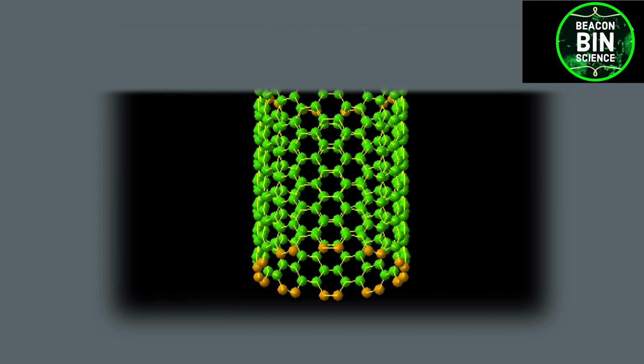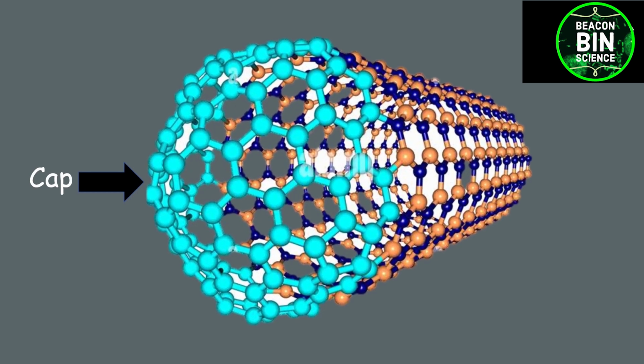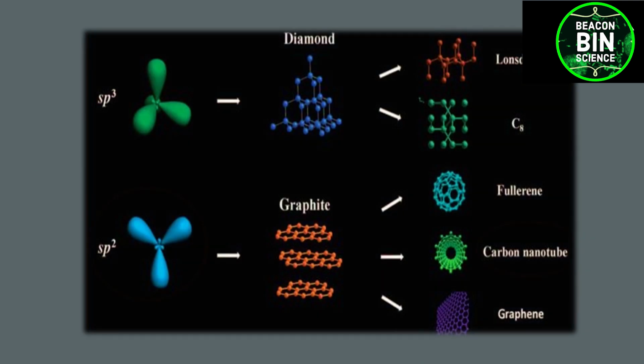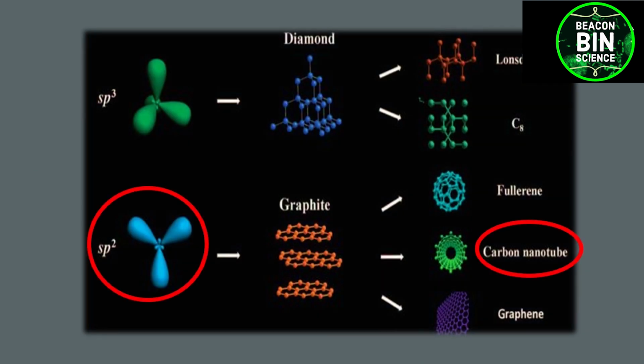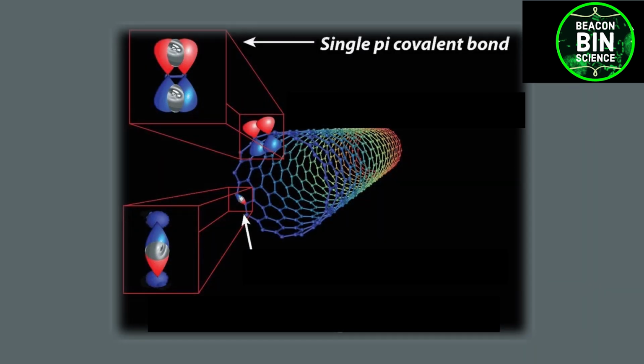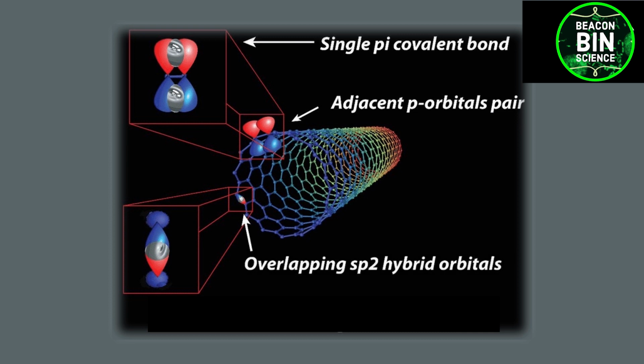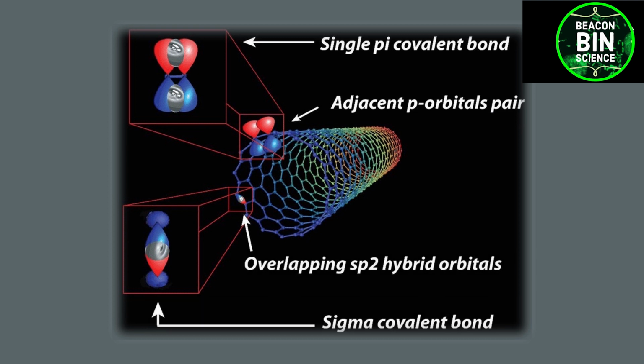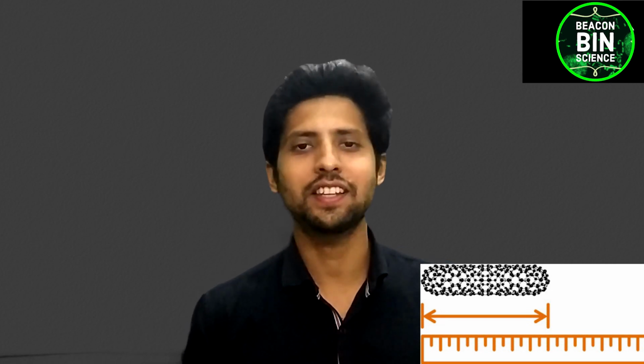CNTs are hollow cylindrical structures. CNTs can have a cap at the end, which makes them look like a pill. If you are a chemist, you might be thinking about the hybridization. It has sp2 hybridized carbon atoms, just like graphite. Nanotubes generally have a large ratio of length to diameter, which is around 1000. That's why they are considered a one-dimensional structure.